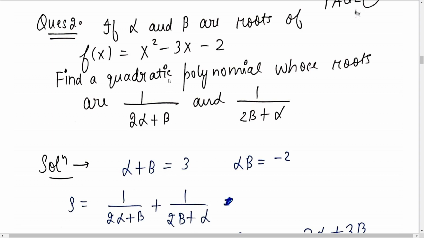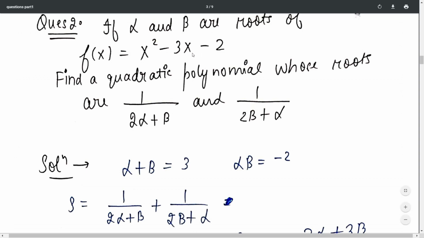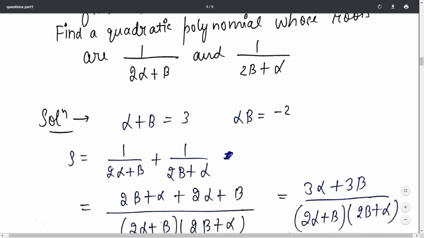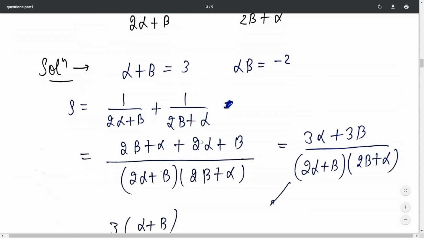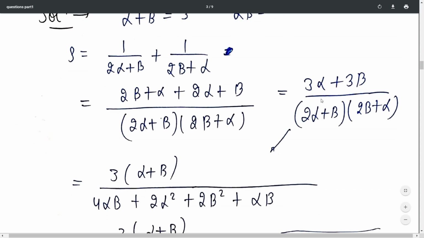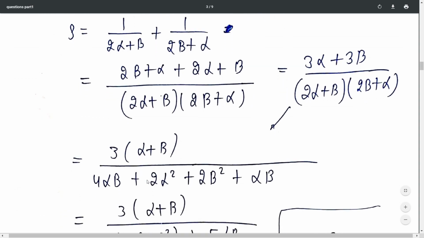So alpha plus beta is equal to 3 and alpha into beta will be equal to minus 2, from sum of roots and product of roots. The new, required sum will be 1 upon 2 alpha plus beta plus 1 upon 2 beta plus alpha. I simplified it taking the LCM. 2 beta plus alpha will go here, 2 alpha plus beta will go here, and in the denominator we'll take their product. On adding, I get 3 alpha plus beta, with their product in the denominator. 3 I have taken common, 3 into alpha plus beta. I have simplified the denominator.